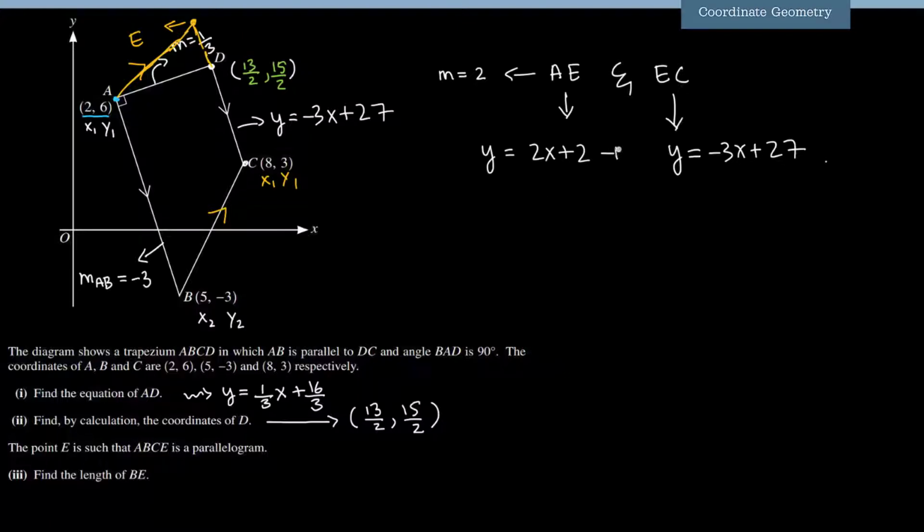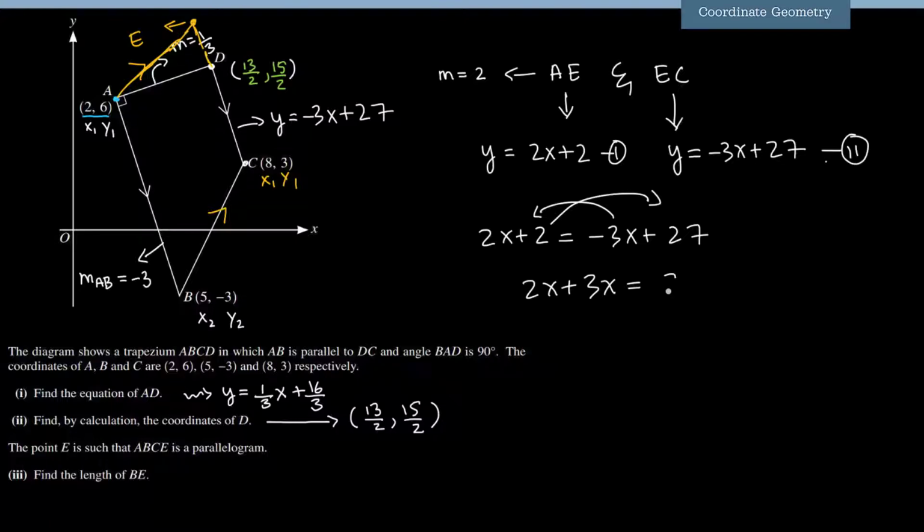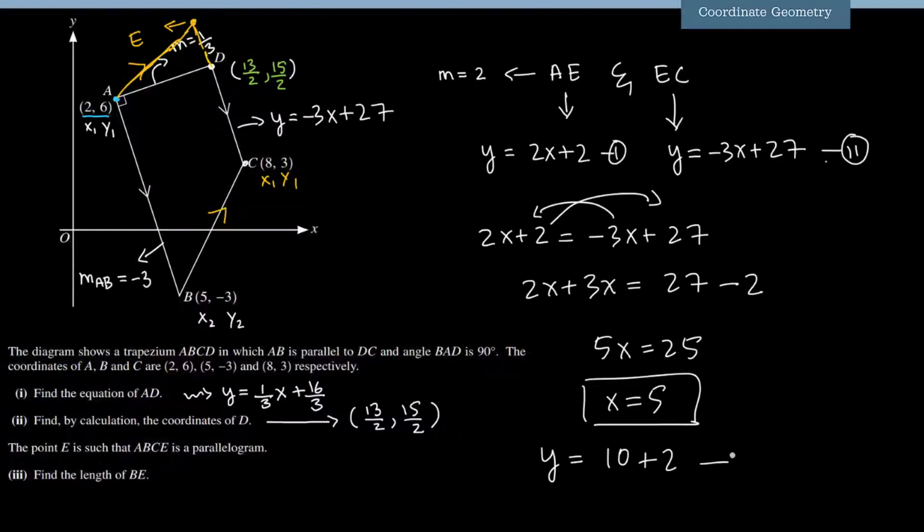Now let's solve these two equations simultaneously. This is equation 1, this is equation 2. I am going to solve them by substitution since y is already the subject in both of these equations. If I substitute 1 into 2, I'll get 2x plus 2 is equal to minus 3x plus 27. Sending 3x on this side, 2 on that side, I'll get 2x plus 3x is equal to 27 minus 2. This would be 5x is equal to 25, and I'll get x as 5. For the corresponding y coordinate, I'm going to plug this x in equation 1, and I'll get y is equal to 2 times 5, which is 10, 10 plus 2, and I'll get y as 12. So the y coordinate is 12. So these are the coordinates of point E, which are 5, 12.